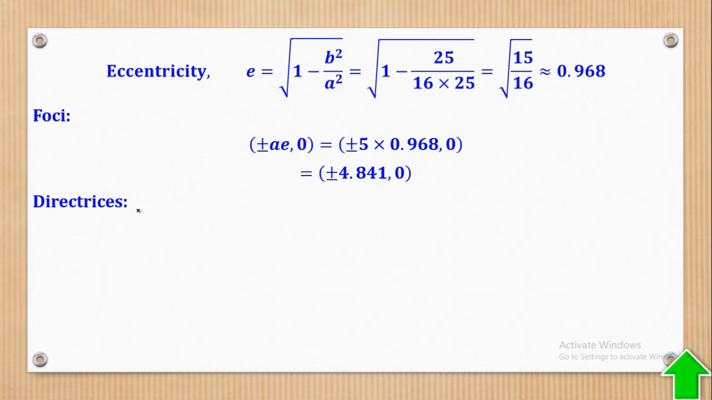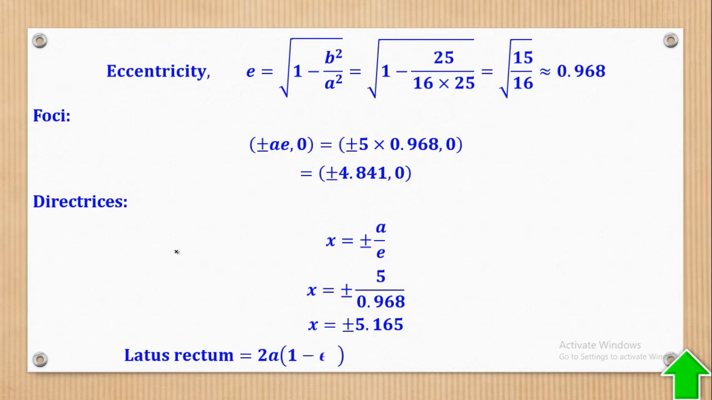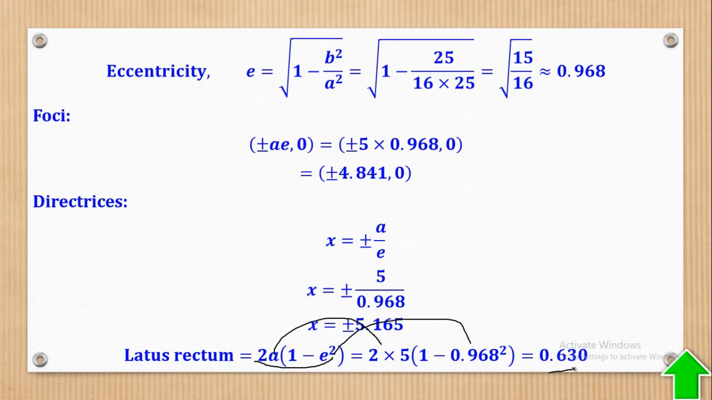The next is the directrices. Directrices are given by this formula, so I'll substitute for a and for e. Then use the calculator to come up with this as the directrices. So if you have forgotten these formulas, they are available in your mathematical logbooks as we saw. Then latus rectum is given by this formula, so I'll substitute for a, substitute for e to come up with this as the latus rectum.